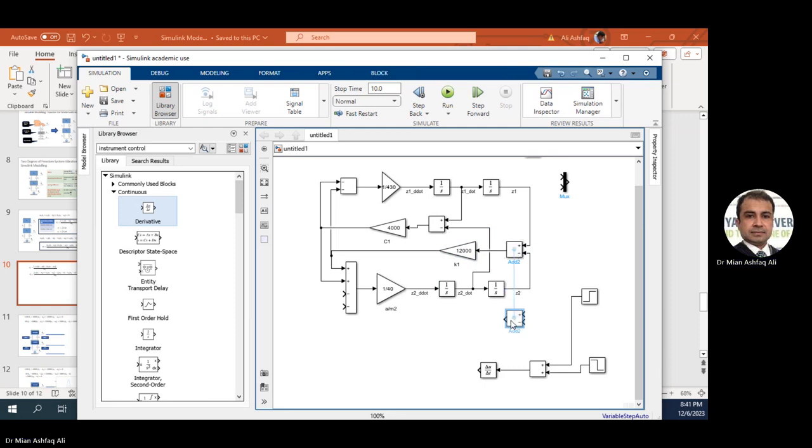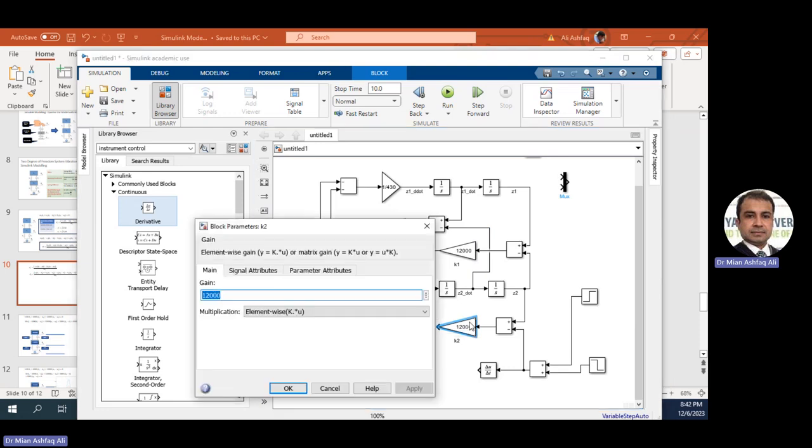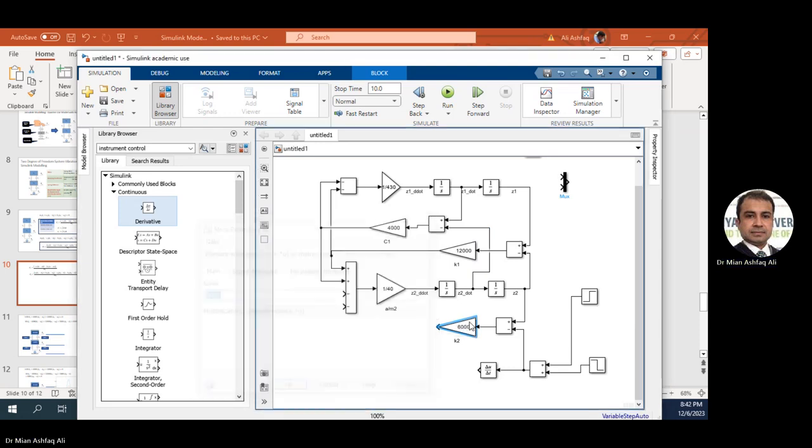make a copy of those two, and in order to get the force, I need to calculate Z2 minus U, and that's the U, and multiply this with K2. The value of K2 is 6,000, and then embed this force into the system.